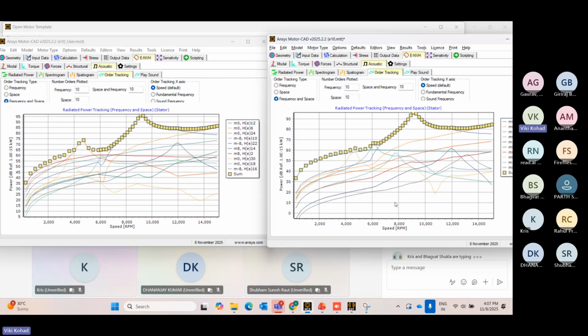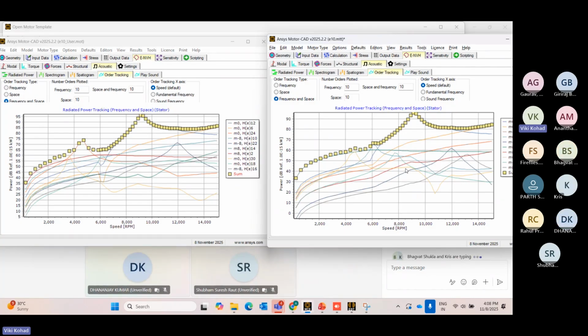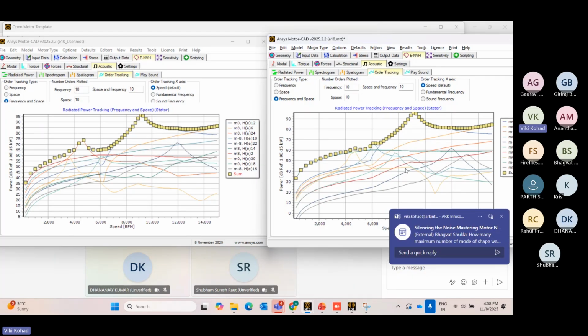Okay, now for the skew you can see these results in this one tab. So this motor NVH is for the concept design. It is not like high fidelity analysis. Okay, so for the high fidelity NVH calculations we have different tools.